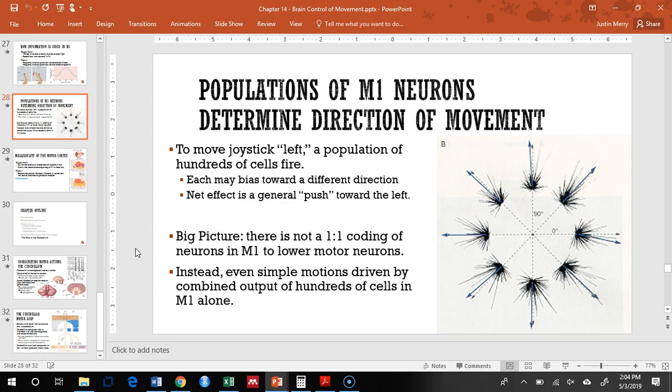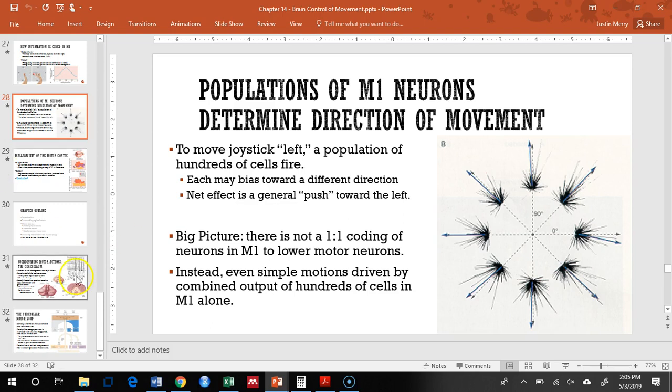So the argument here is that for any given action, even a pretty simple action like moving the joystick this way or this way, there's this whole population of upper motor neurons that are all getting excited. And they're all sending signals down to a big population of lower motor neurons. And then the lower motor neurons interpret all those signals, and that determines which muscles actually get excited. So it's not like there's one upper motor neuron that leads to one lower motor neuron. There's this population of upper motor neurons, even for simple actions, leading to a population of lower motor neurons.